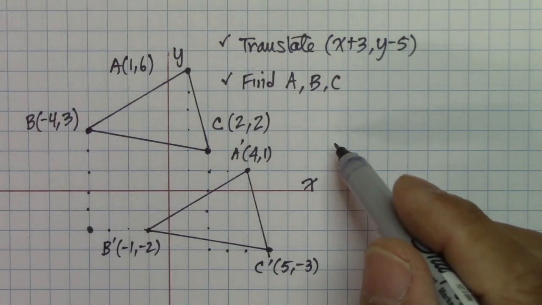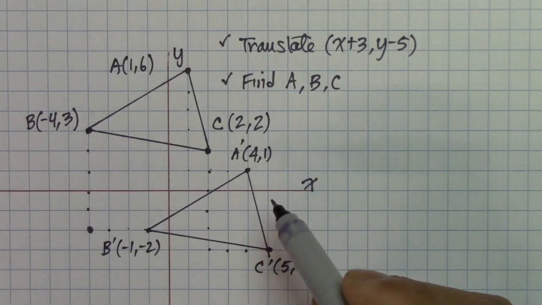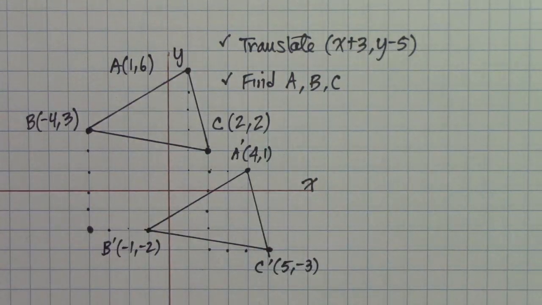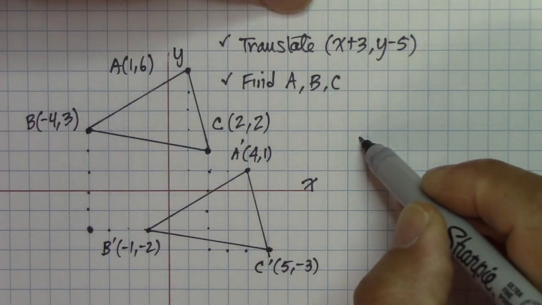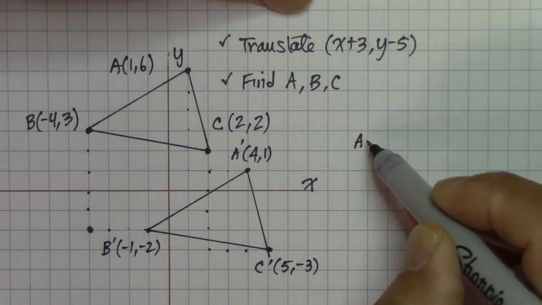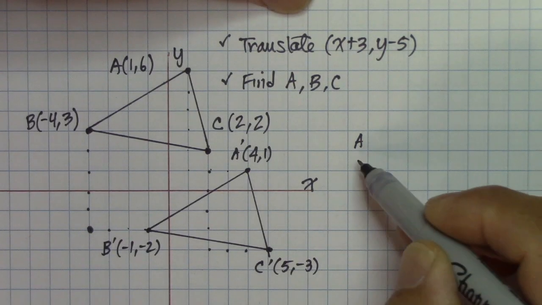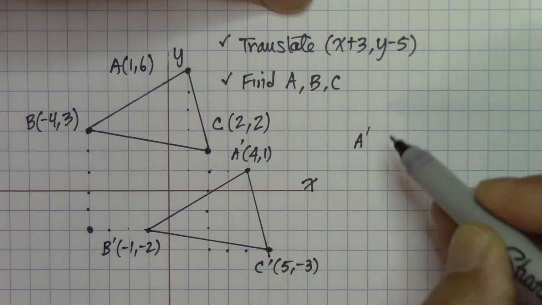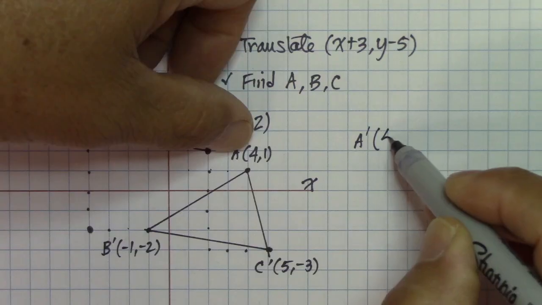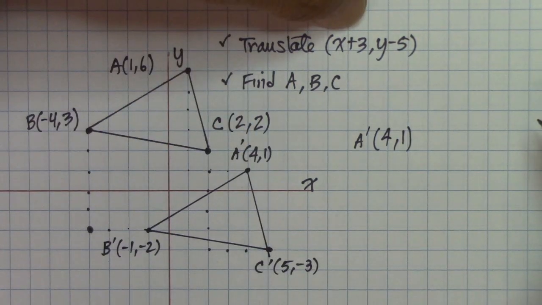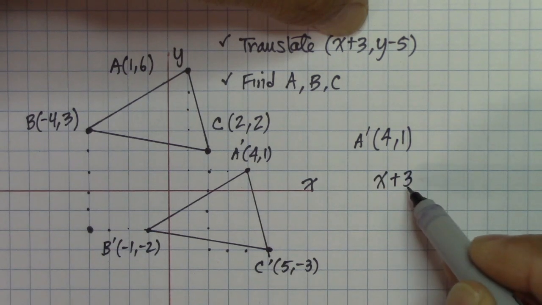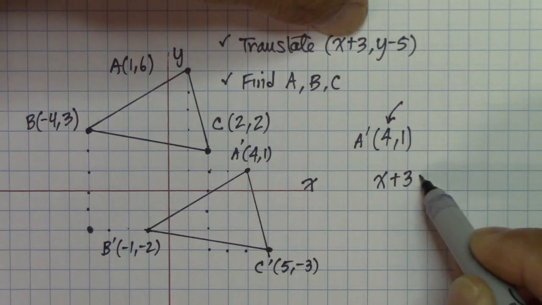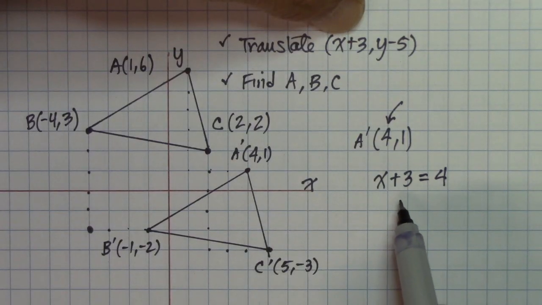Now, for the second part, we're going to do the same thing, but we're going to do it algebraically, and we don't even need the graph. Let me explain. What you do to find the A is take the A prime, which was x and y is 4 and 1. And now what you're going to do is take that x plus 3 and make it into an equation. Whatever we did, added 3, remember, we ended up with a 4 for the x value. So this becomes what we call a one-step equation.